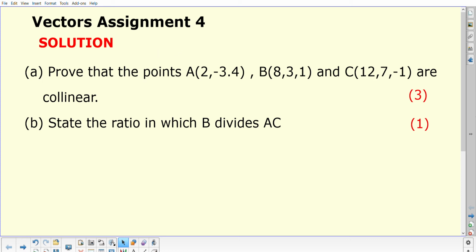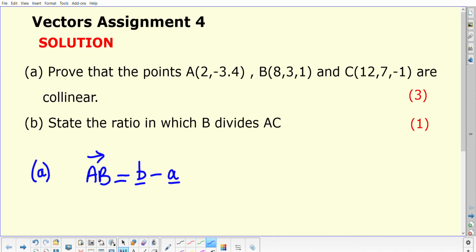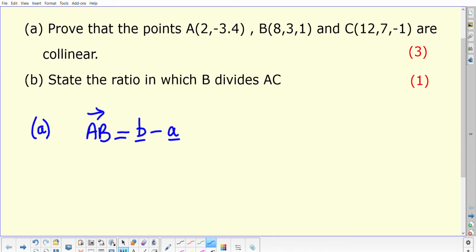So this question in your vectors assignment 4 was on collinearity, and you were having to prove that the points are collinear. So you begin this question by finding two vectors that are parallel to each other, and the way to do that, usually the standard process, is looking at A to B followed by looking at B to C. So to work out the vector that goes from A to B, the standard result for that would be position vector B minus position vector A.